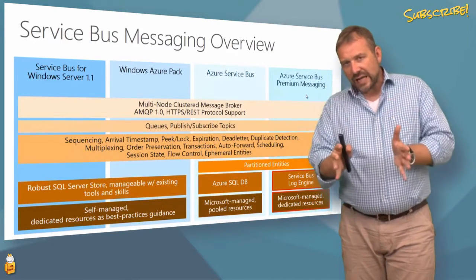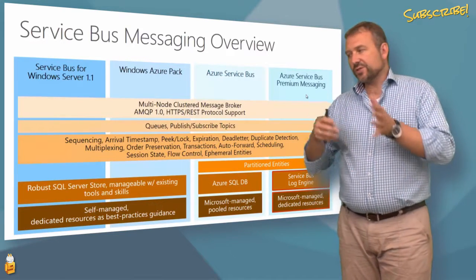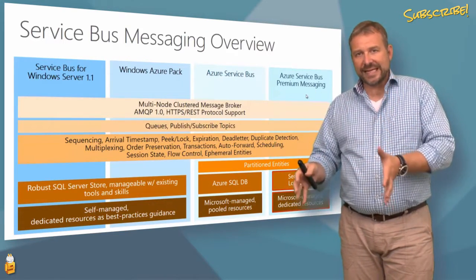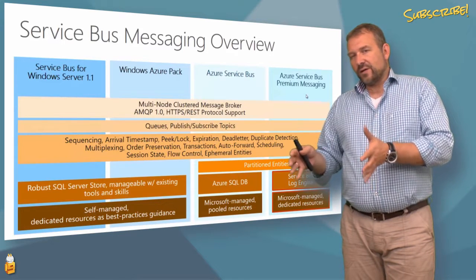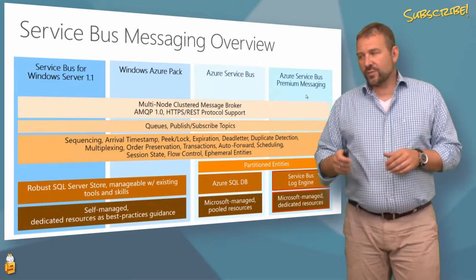Azure Service Bus Standard is something where we are giving you pooled resources. Service Bus Premium is something where we give you dedicated resources. So from a resourcing model, a resource reservation model, it's more like IaaS, but I'm going to talk about that also in a second.